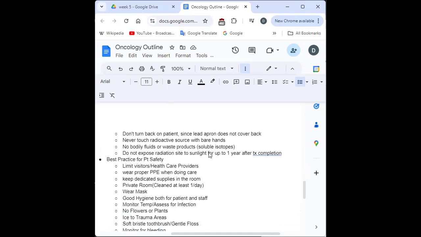Don't expose the radiation site to sunlight for up to a year after treatment completion. So again, we're going to make sure that the patients are using sunblock, avoiding sunlight as much as they can, but obviously not to the point where they're just hermiting inside the room.